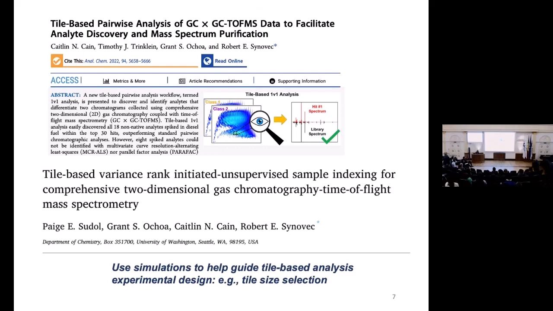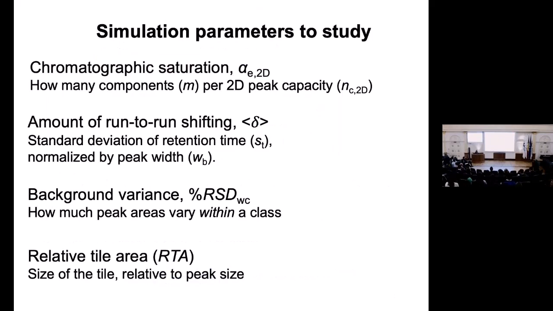All right, but going back to simulating data and using simulated data to evaluate F-ratio analysis. This is where the talk is kind of gory and boring and detailed, but basically these are the things we're going to use as parameters to simulate. Chromatographic saturation, if you've ever read a Joe Davis paper, is how complicated your chromatogram is. How many peaks do you have per peak capacity?